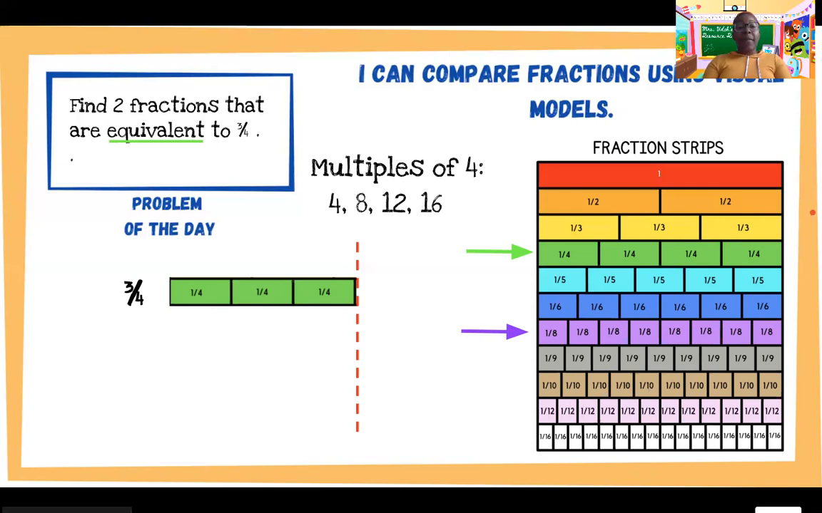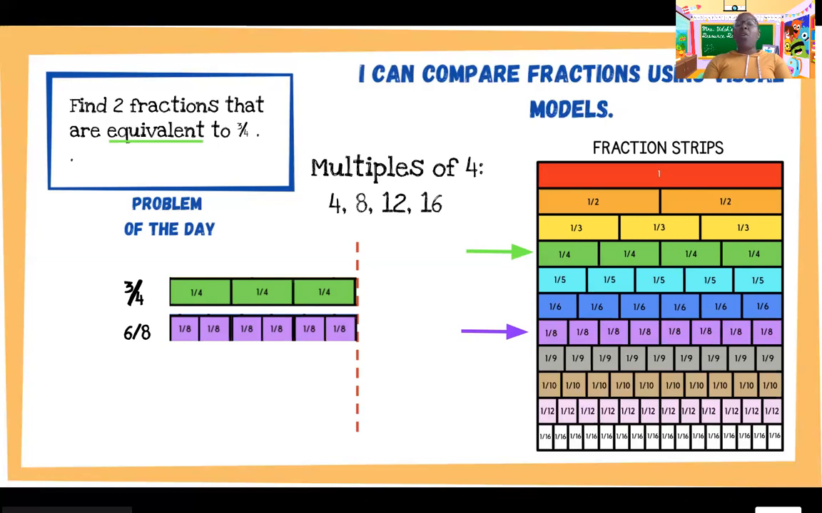Let's count them together. 1/8, 2/8, 3/8, 4/8, 5/8, 6/8. It takes 6/8 to equal 3/4. So those two fractions are equivalent. Well, earlier in the week, we would look at our next multiple, select our next fraction strip, and then pull our strips one at a time to figure out what the next equivalent fraction is. But now I think you're ready to look at a pattern.